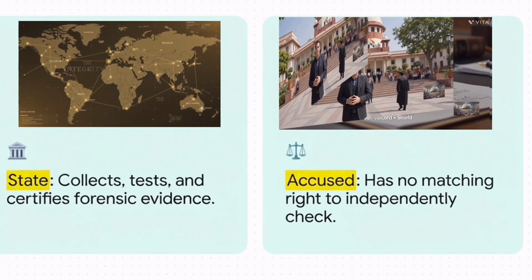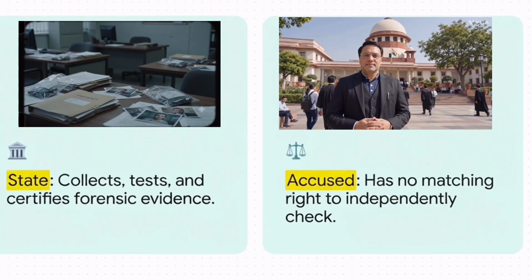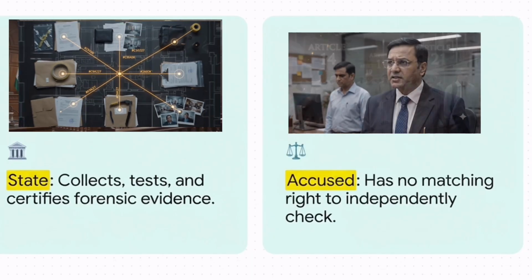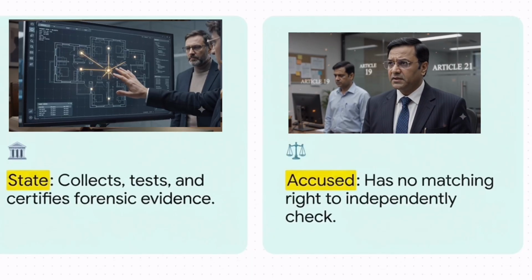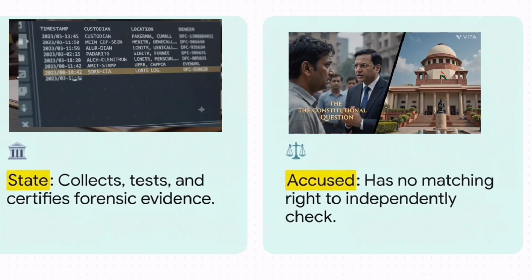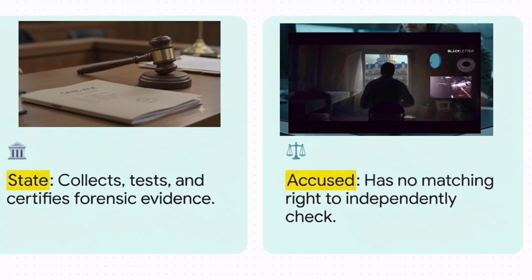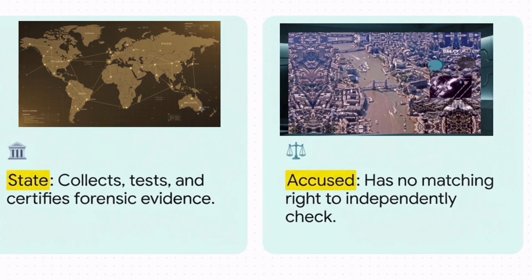But on the other side, we have the accused. And the accused has absolutely no matching structural right to independently check or verify a single piece of that evidence. The science just arrives at trial as this one-sided, unverifiable fact, and it's used directly to take away someone's freedom. So the state has all the power, and the accused is left totally vulnerable.